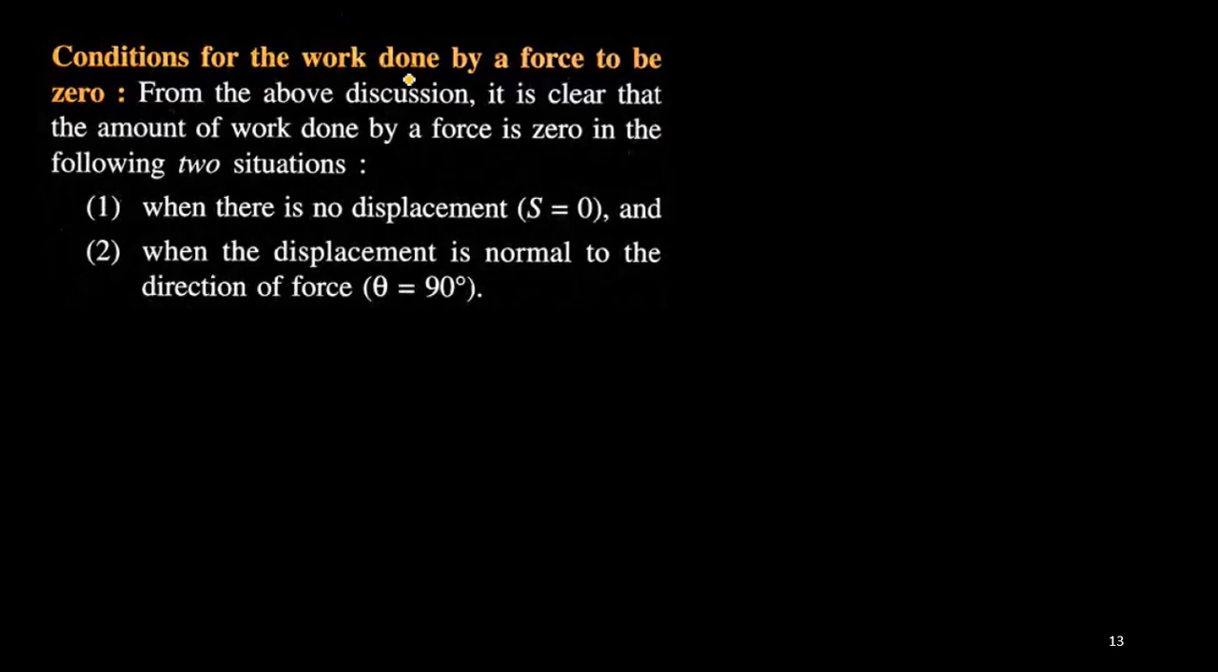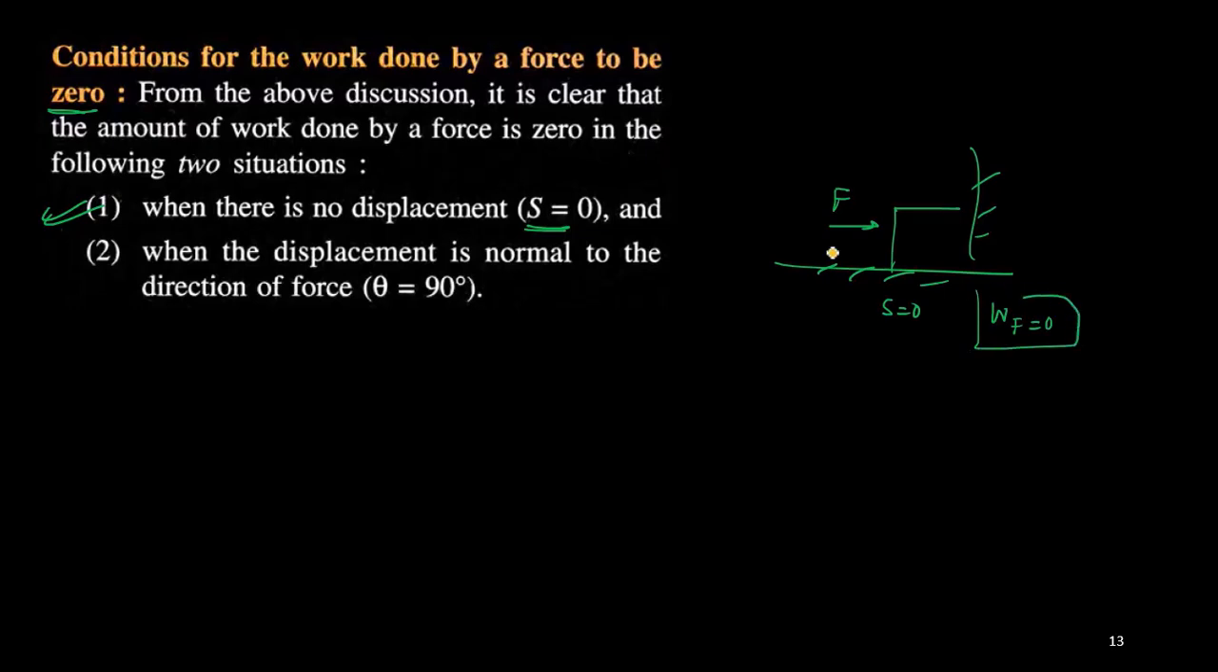Now the conditions for the work done by a force to be 0. Under what conditions can the work be equal to 0? The first is when there is no displacement. You are applying a force, but let us say the body is placed at the corner of the wall. You are applying the force, but the body is not undergoing any displacement. Here S is equal to 0. So in that situation, the work done by the force is equal to 0.